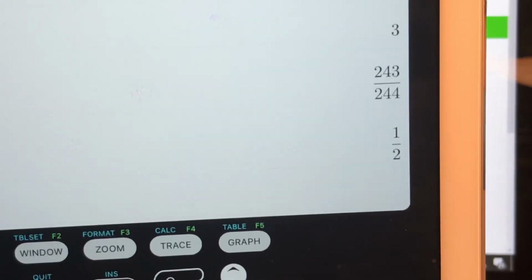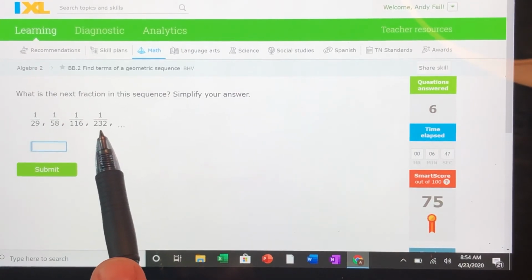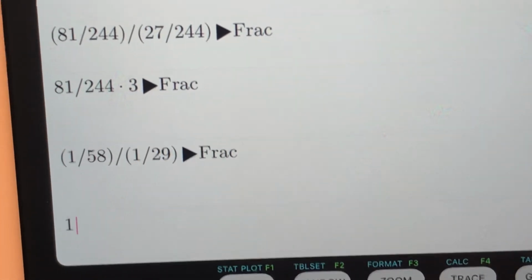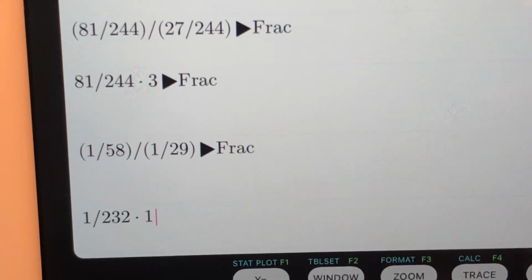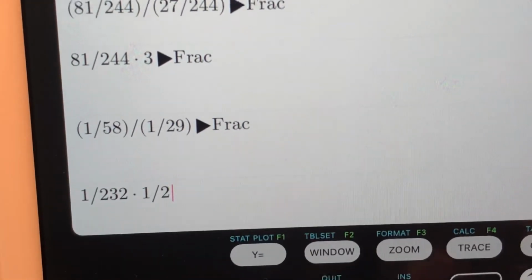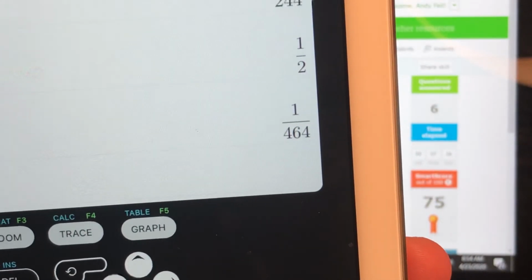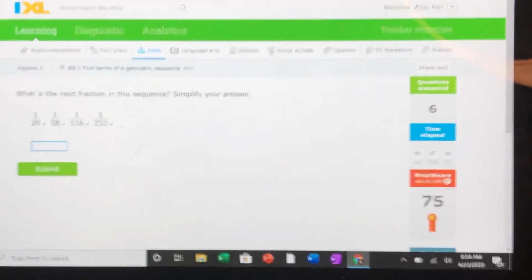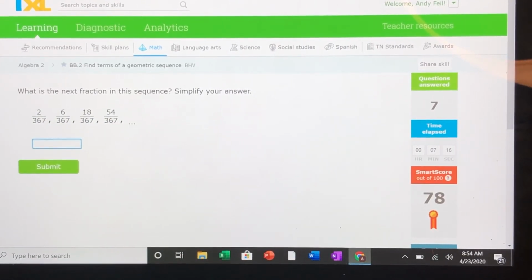That's what we're multiplying by. So on this one, we need to take the last number in the sequence and multiply by a half. 1 over 232 times a half. 1 over 232 times 1/2. Just like that. Math, enter, gives us a fraction, and it says the answer is 1 over 464. 1 over 464. Okay? And you're almost to 80. You do one more just like that, and you got it.